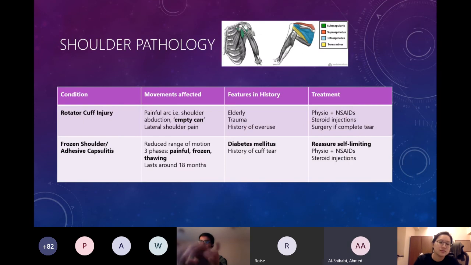Shoulder pathology, real quick, you want to divide it into two things. The rotator cuff is damaged, or everything's damaged and their shoulder is frozen. Rotator cuff, most common thing is supraspinatus. If it's a young person, they've probably torn it. If it's an old person, it's probably calcified. It tends to happen a lot in athletes.